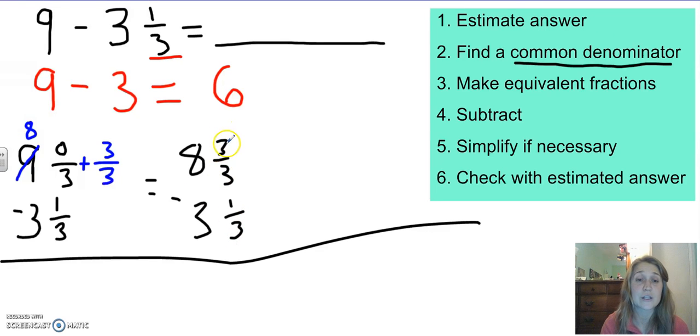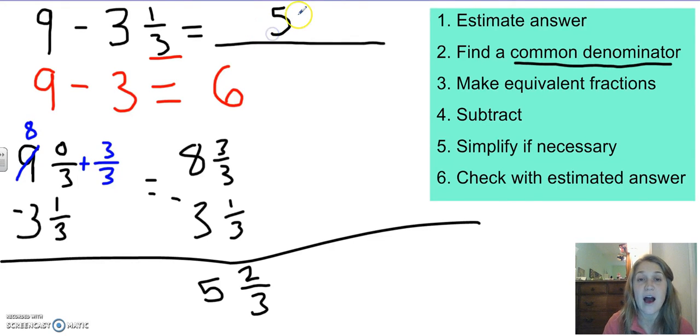Let's look at my fractions first. 3 minus 1 is 2 out of 3. 8 minus 3, 8, 7, 6, 5. So my answer is 5 2/3. I'm going to simplify if necessary, but I already know that 2/3 is the simplest that fraction can go. So my answer, 9 minus 3 1/3, is 5 wholes and 2/3.